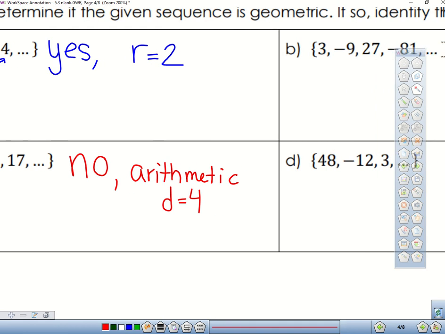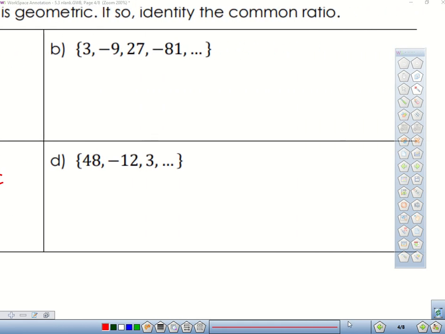So let's go ahead and look at B and D. For letter B, we go from 3 to -9. And to do that, we would multiply by what?